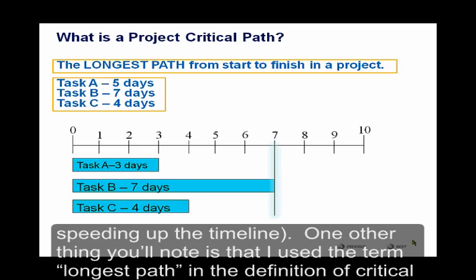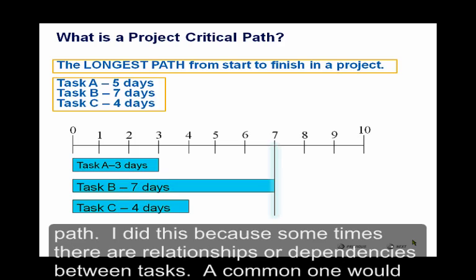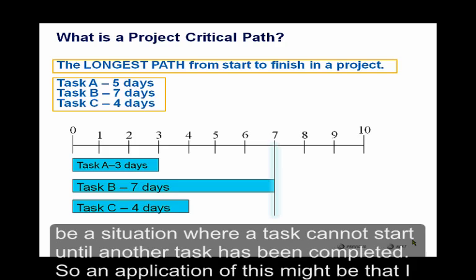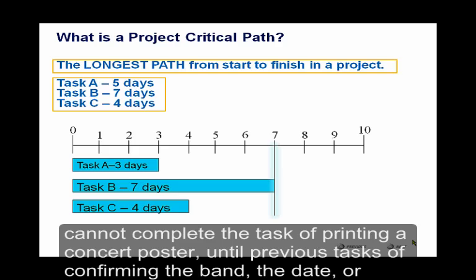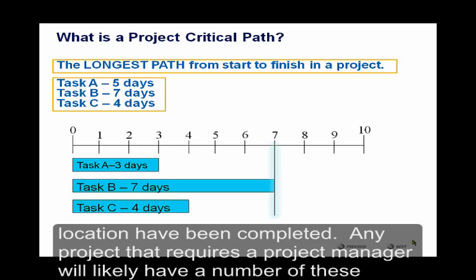One other thing you'll note is that I use the term longest path in the definition of critical path. I did this because sometimes there are relationships or dependencies between tasks. A common one would be a situation where a task cannot start until another task has been completed. An application of this might be that I cannot complete the task of printing a concert poster until previous tasks of confirming the band, the date and the location have been completed. So those have to be completed before I can print that poster.